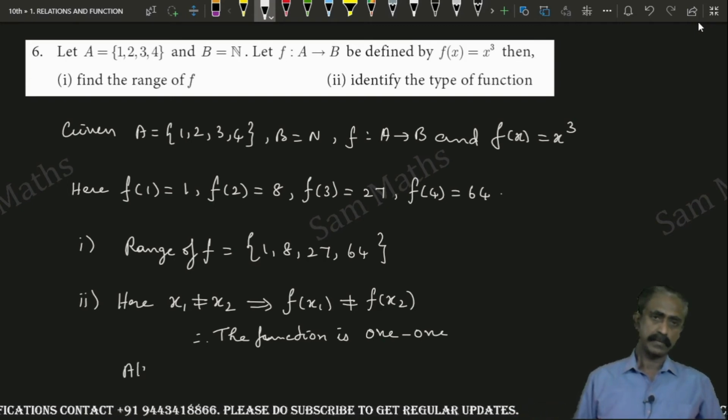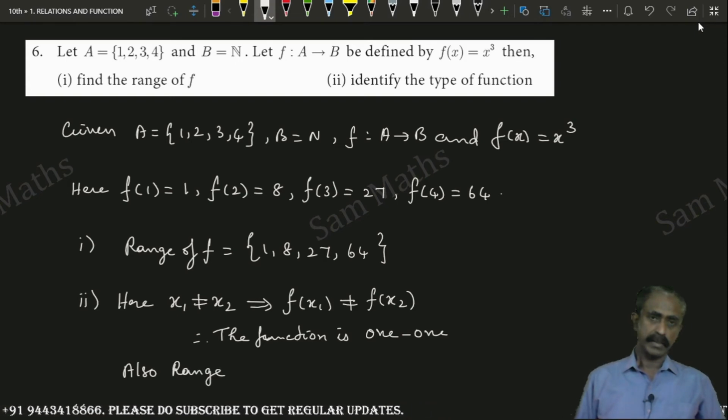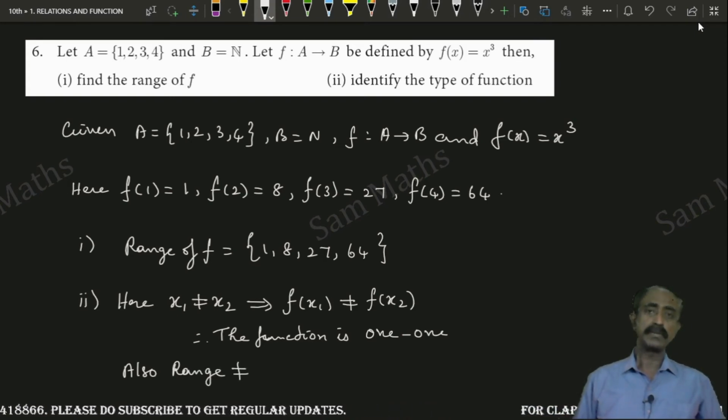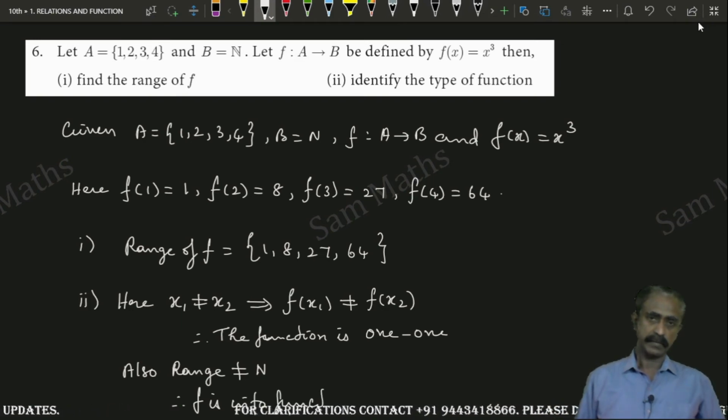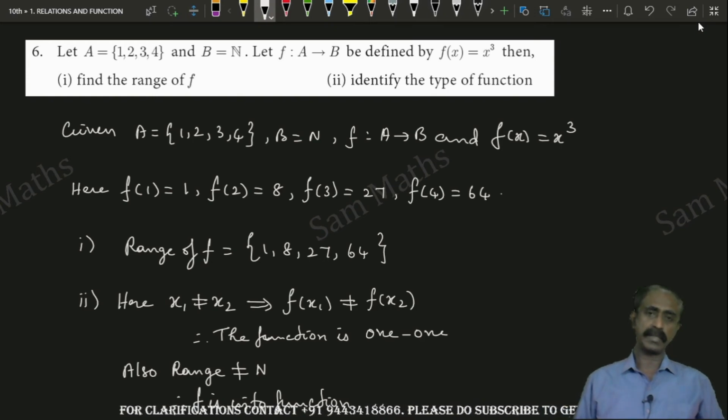Also, the range is not equal to the codomain, that is N. Therefore, f is an into function. So it's very clear that f is 1-1 and into function.